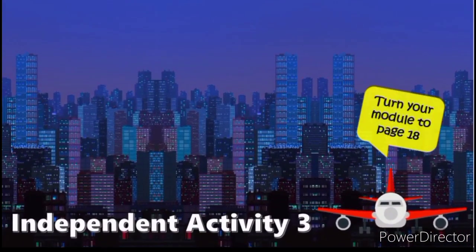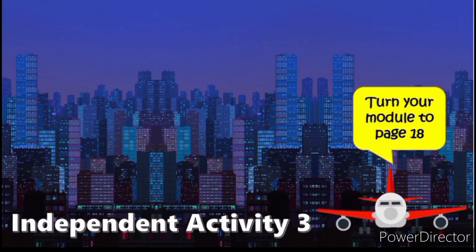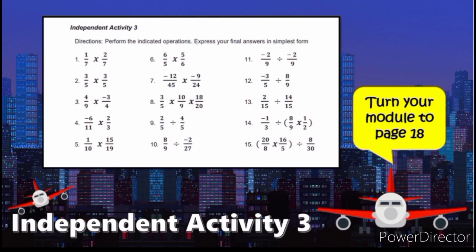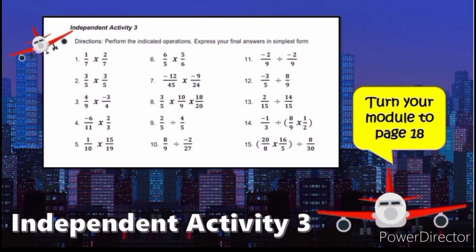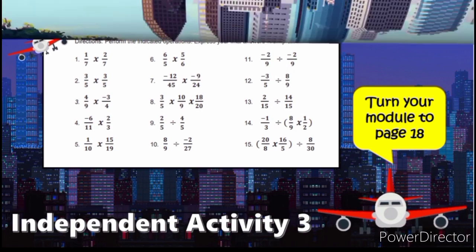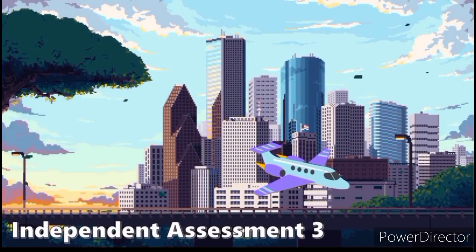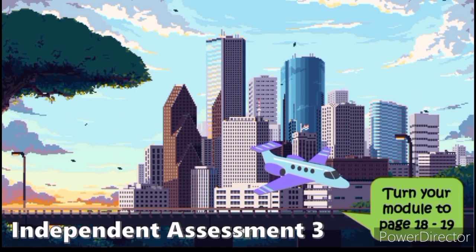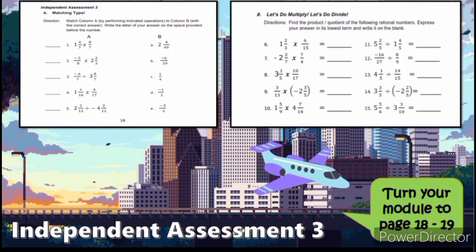Independent activity number 3. Turn your module to page 18. Perform the indicated operations. Express your final answers in simplest form. Independent assessment number 3. Turn your module to pages 18 and 19. For test A, match column A to column B. Write the letter of your answer on the space provided before the number.